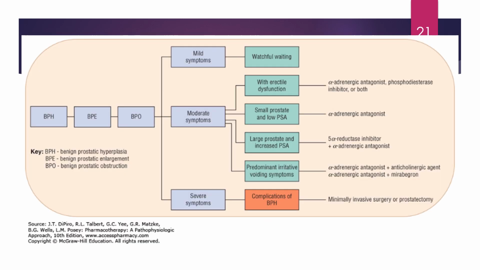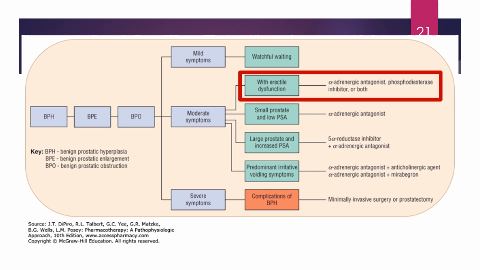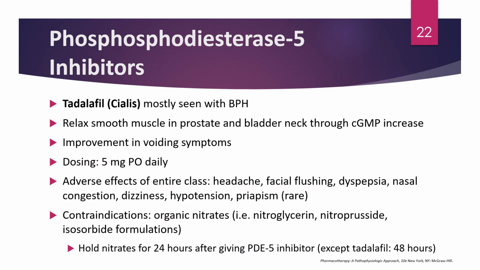In regards to patients with moderate symptoms, the treatment is broken out into 4 different subgroups depending on whatever fits your specific patient. So if you have a patient who has erectile dysfunction, for example, we're going to use an alpha adrenergic antagonist, a phosphodiesterase 5 inhibitor, or both for these patients. And as you see here, alpha adrenergic antagonists are essentially the cornerstone of therapy for moderate symptoms. But first of all, we're going to talk about our phosphodiesterase 5 inhibitors, which we talked about with erectile dysfunction.